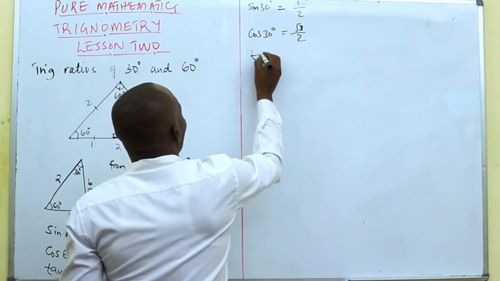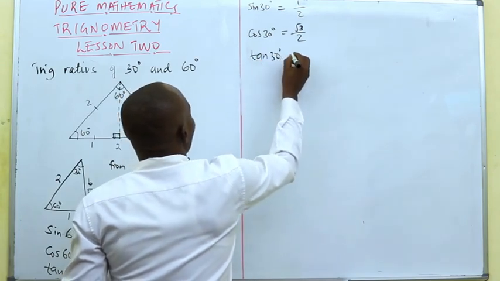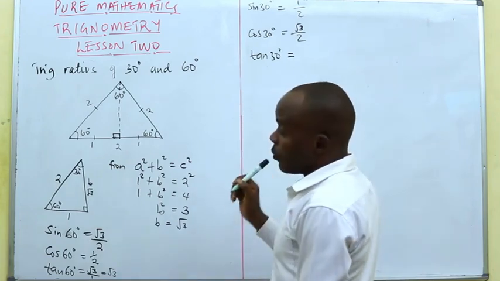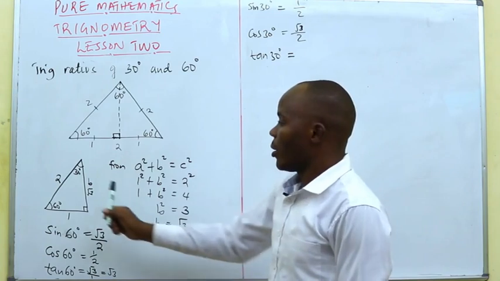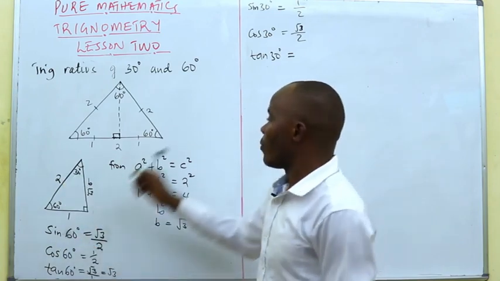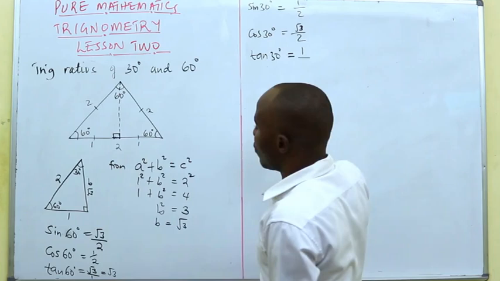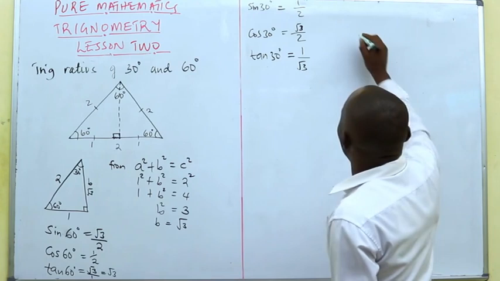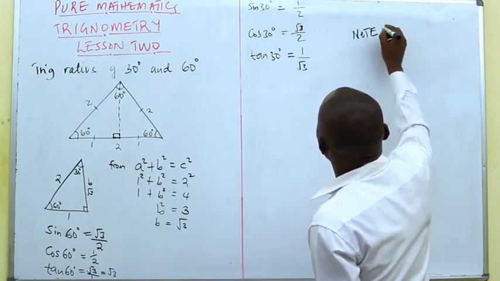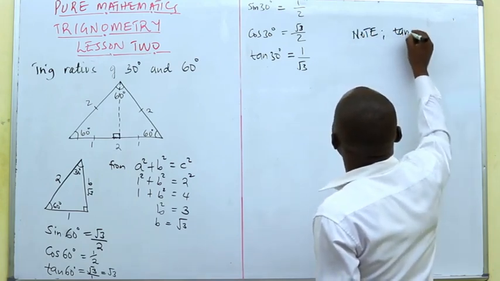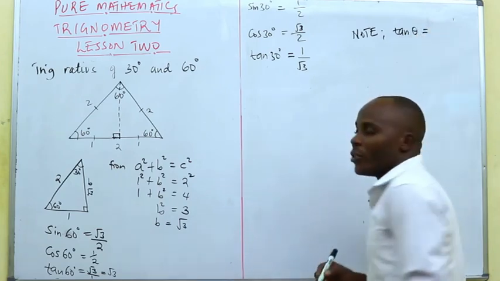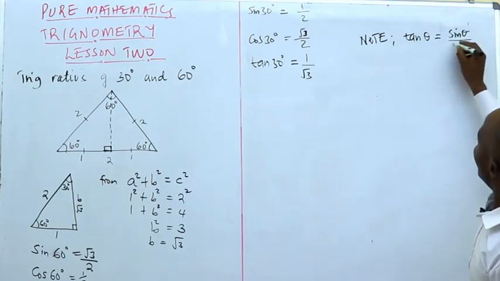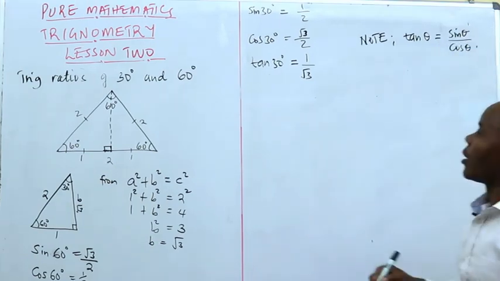Then when we talk of tan 30 degrees, we've said it is opposite over adjacent, so tan 30 we have opposite, which is 1 over the adjacent, which is root 3. Actually, it is from here that you can also take note and say that tan of any angle theta, where theta represents any angle, is sine theta over cos theta.